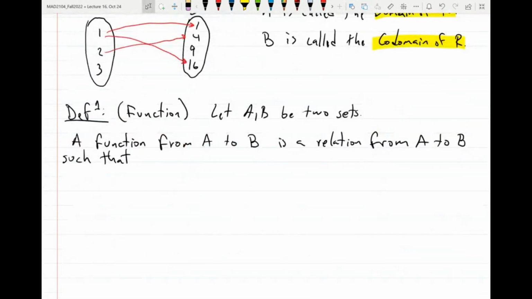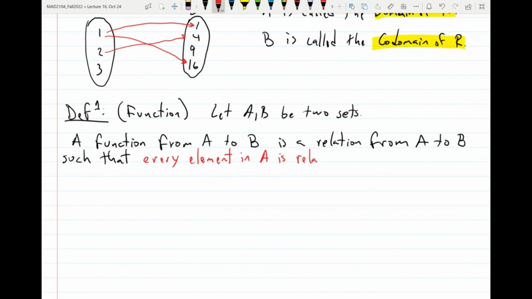Okay, so a function from A to B is a relation from A to B such that every element in A is related to only one element in B. In other words, every element in the domain has to be related to somebody in the codomain. Do you understand this? That's what a function is.